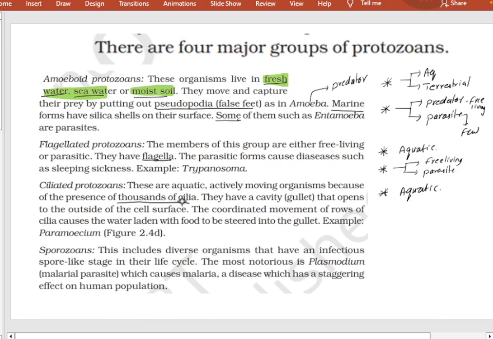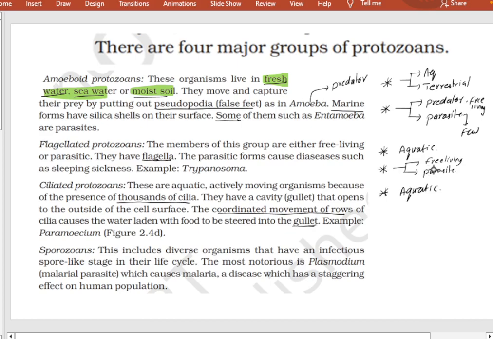Ciliated protozoans have thousands of cilia. The cavity, the gut, opens to the outside of the cell surface. The coordinated movement of the rows of cilia causes the water laden with food to be stirred into the gut, which is nothing but ingestion. When the cilia move in a coordinated way, all the cilia move at one time, so that the food present on the outside surface comes inside, into the gullet. Is it clear? This is the important thing.